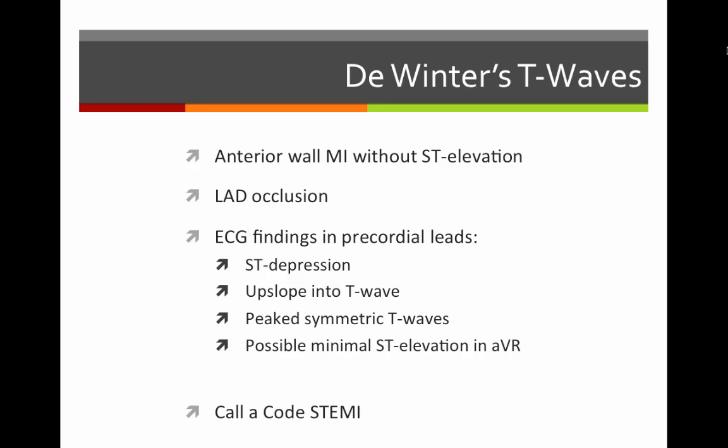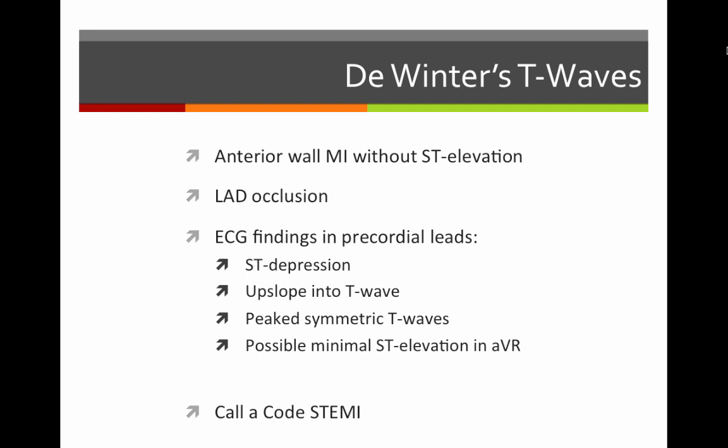So if you see De Winter's T waves, another sign of LAD occlusion on your 12 lead, if you're looking at precordial leads, you're going to see ST depression with this upslope into the T wave, and these T waves are going to be peaked and symmetrical. And if you look at lead AVR, this is one of those instances where AVR can be of some assistance to us.